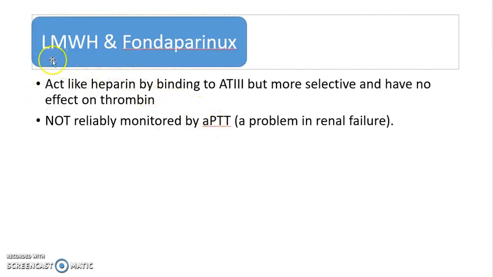And then the low molecular weight heparin and fondaparinux act like the unfractionated heparin, but they are more selective and have no effect on thrombin. But the issue with the low molecular weight heparin is that they are not reliably monitored by APTT, which is an issue in renal failure, because you want to know how they are doing.